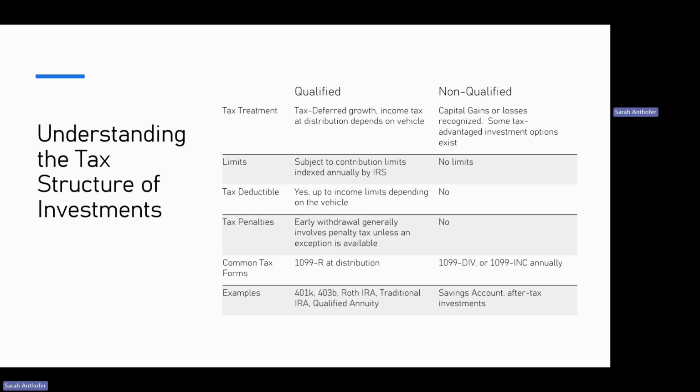Tax deductible. Qualified accounts will have tax deductibility. There are income limits that would impact you depending on the investment vehicle that you're looking at. So for example, Roth IRAs, if I have over a certain amount of income as a married couple filing jointly, I'm not going to be able to make a Roth contribution. Or if I earn over a certain amount on a regular traditional IRA, I'm not going to be able to deduct those contributions from my income.